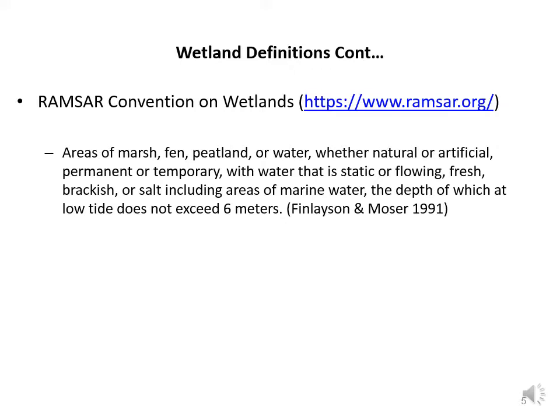This Ramsar Convention states that wetlands are areas of marsh, fen, peatland, or water, whether natural or artificial, permanent or temporary, with water that is static or flowing, fresh, brackish, or salt, including areas of marine water, the depth of which at low tide does not exceed 6 meters.